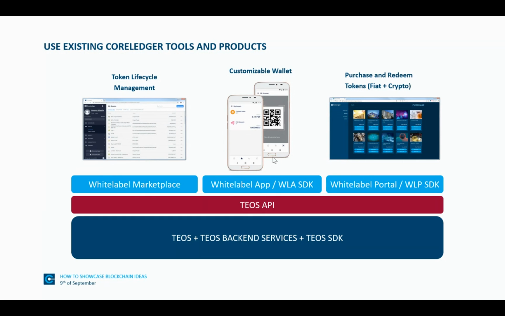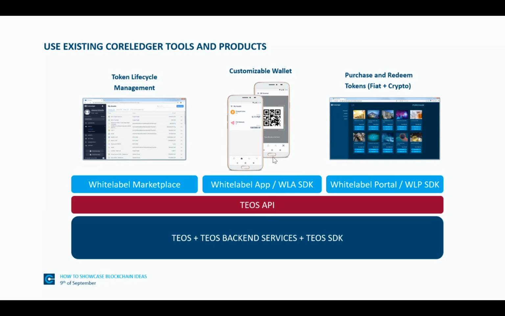You can use a QR code scanner to import tokens from physical wallets. You might be familiar with paper wallets. You could, for example, print vouchers, bonus points, and all that, and distribute it through various vendors and other places. You can use the wallet to import them. You can use the wallet as a point of sales device.